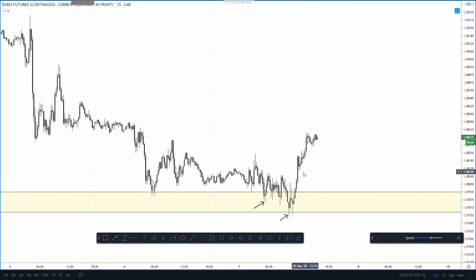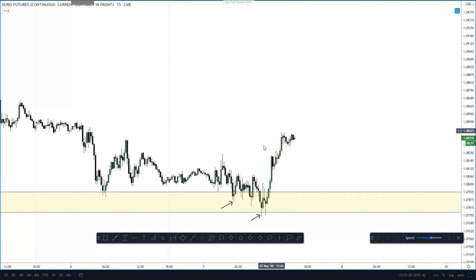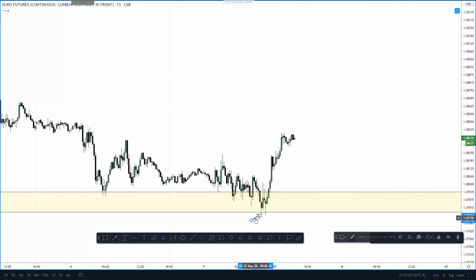But yeah, this was a quick little breakdown of why we were anticipating a reversal. We do go a lot more in depth in our course on this specific setup, and why we want to buy this area.